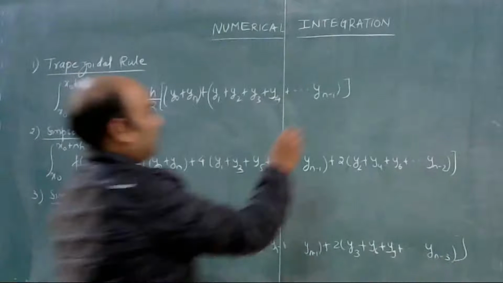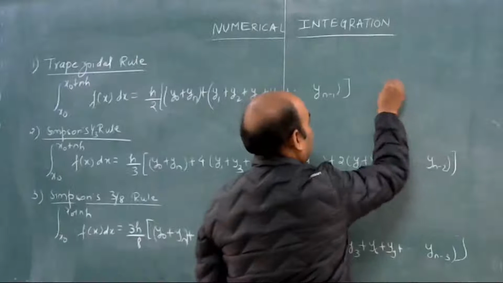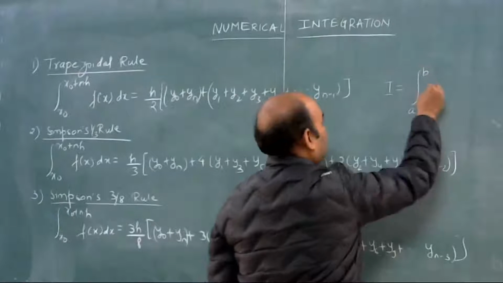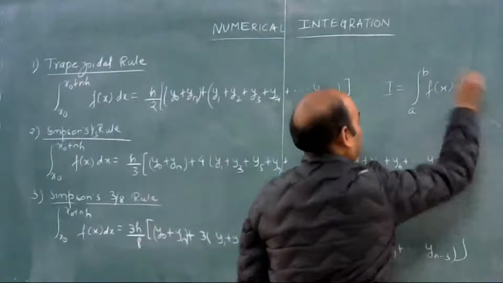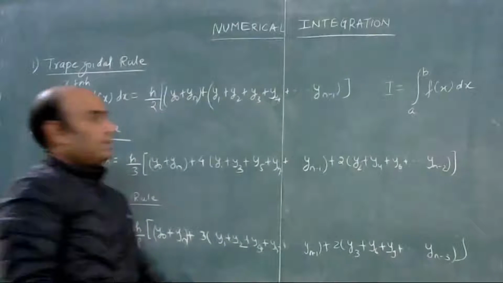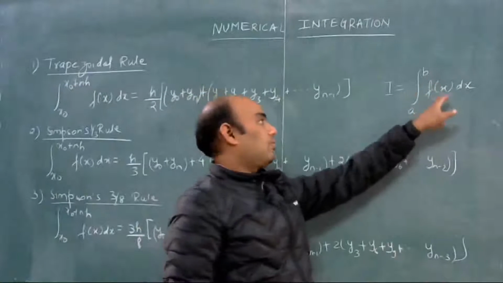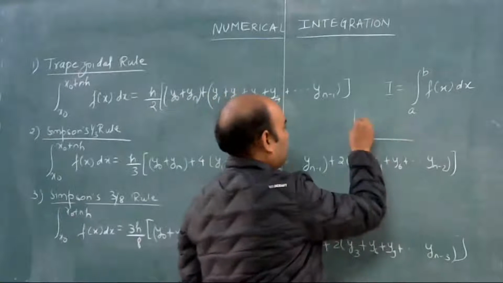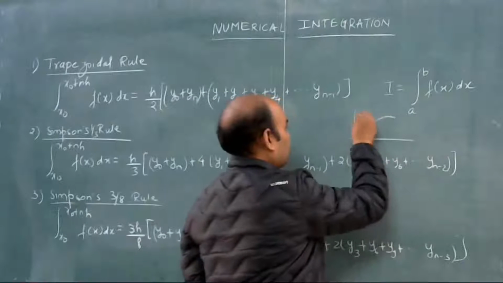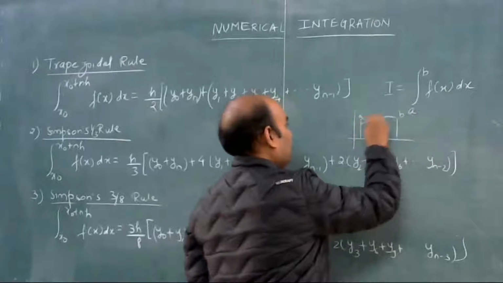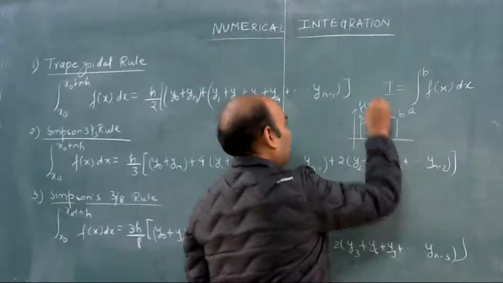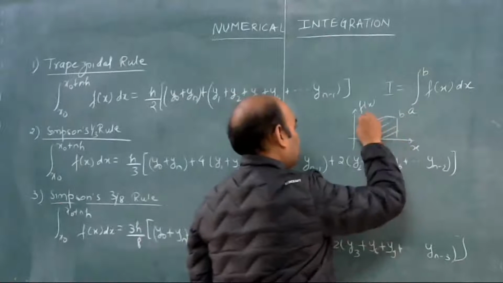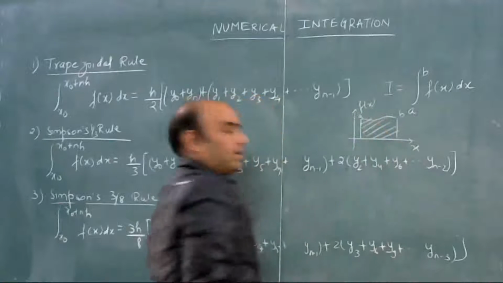So what we are doing? We are finding the value of the integration from a to b of f of x dx. Let's suppose this is the curve, this is a and this is b, and this is f of x, equal to y, and this is x. So we are finding the area under the curve between f of x and the x-axis.